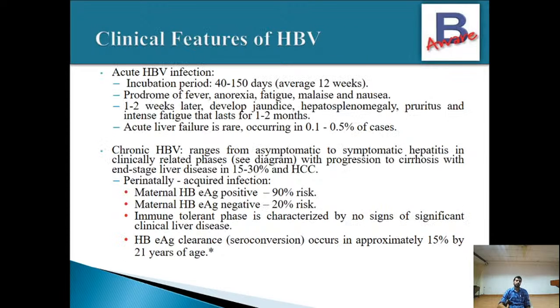Okay. So clinical features. The incubation period usually lasts from 40 to 150 days. As I have said already, the prodrome is fever, fatigue, anorexia, nausea, and malaise. This can last for 1 to 2 weeks. After 2 weeks, the patient will start having jaundice, hepatosplenomegaly, pruritus, and intense fatigue. That usually lasts for 1 to 2 months in an acute setting. If it is acute hepatitis B, it will last for 1 to 2 months, or if it is chronic, it will last beyond that. The most important point here is fever followed by jaundice, not fever with jaundice.